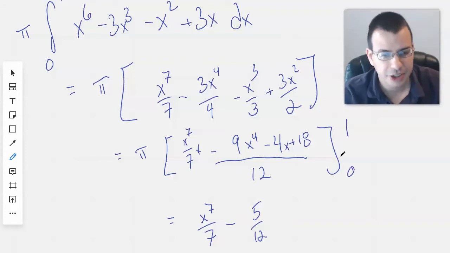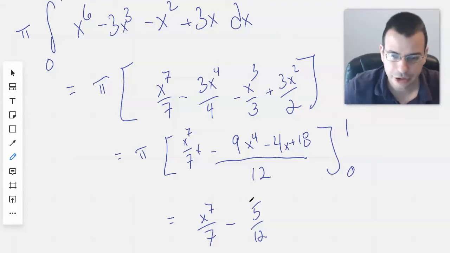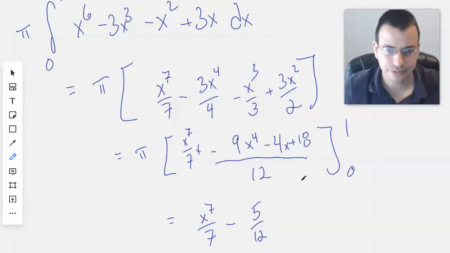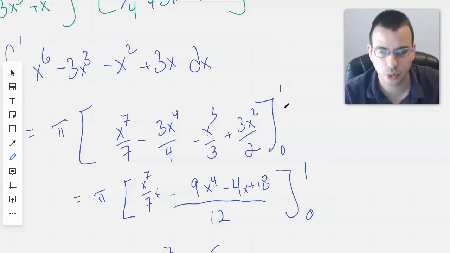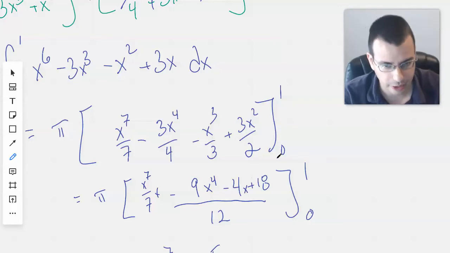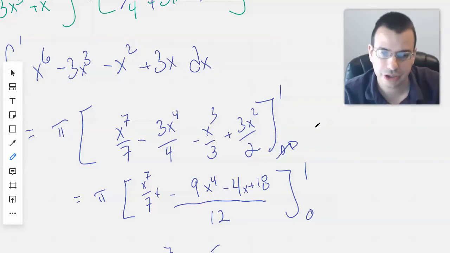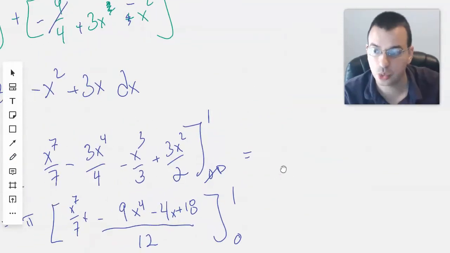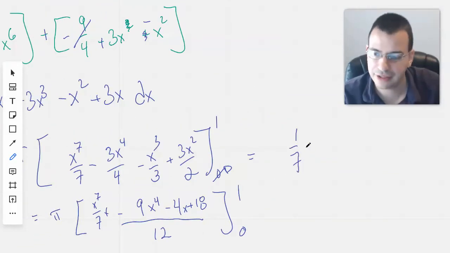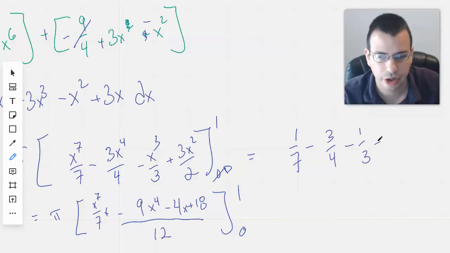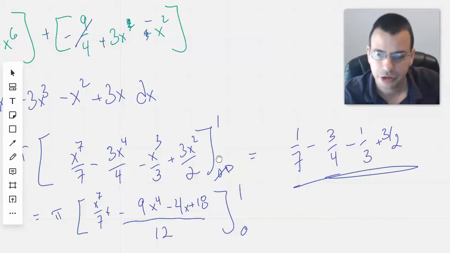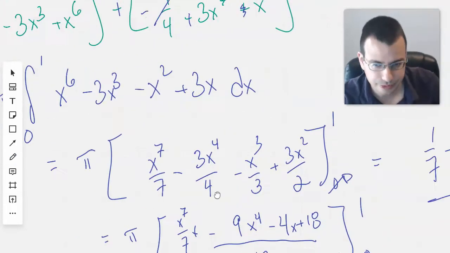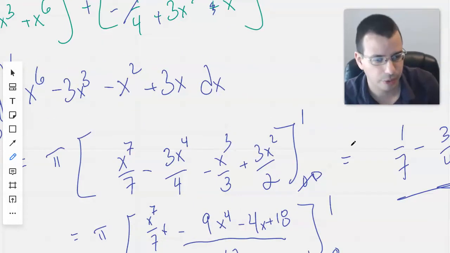I'm going to say we're evaluating this from 0 to 1. So, sorry, backtrack slightly. So I'm going to go up here. I'm going to evaluate this from 0 to 1. All the zeros go away. And all the ones go to just 1. So we have 1/7 minus 3/4 minus 1/3 plus 3/2. So that's the calculus portion here. So what I did here, you evaluated from 0 to 1. And then there's a pi. Whoop, don't forget the pi.